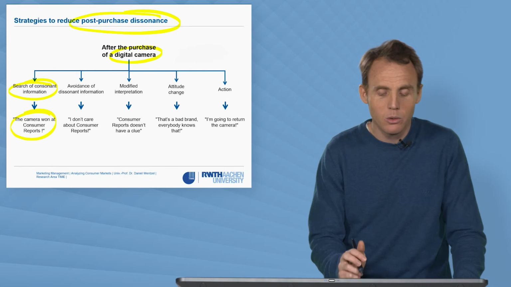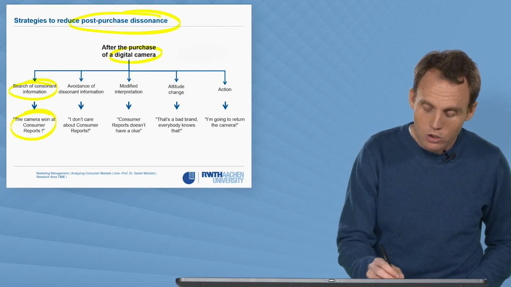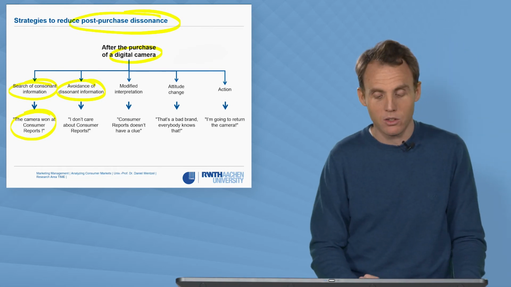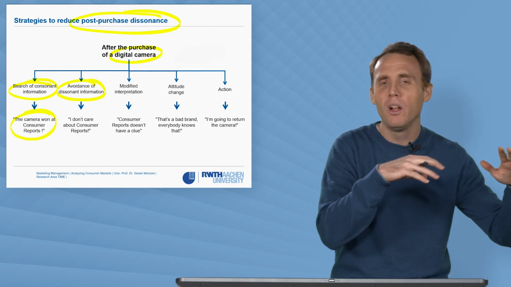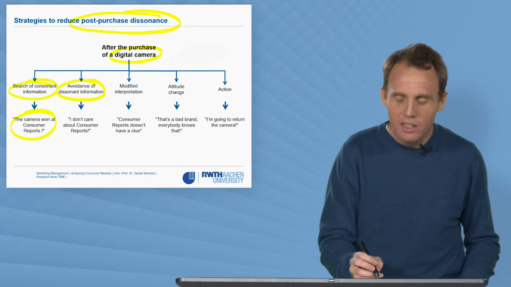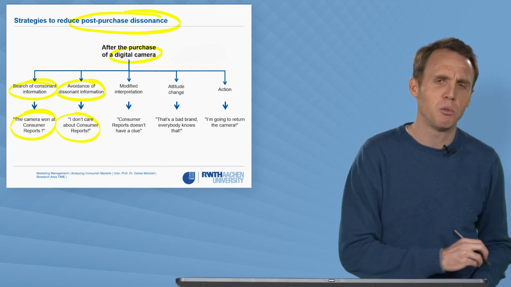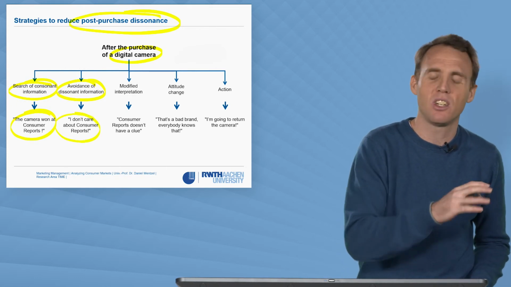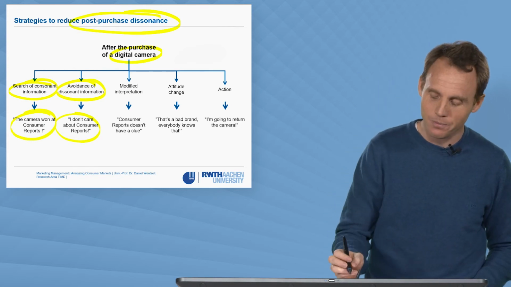Now, another thing you can do is, instead of searching for confirming consonant information, you just go about avoiding dissonant information, right? Saying, well, I'm not really sure if I made the right choice, and I don't really want to know. So one thing that I do is I don't read reviews. I don't read consumer reports and say, well, I don't care about consumer reports. I have a camera now, I like it, so why bother? So kind of blindfolding yourself.